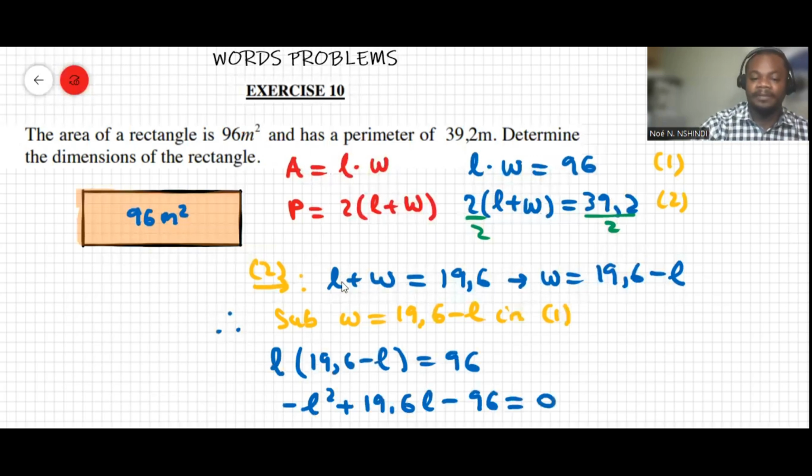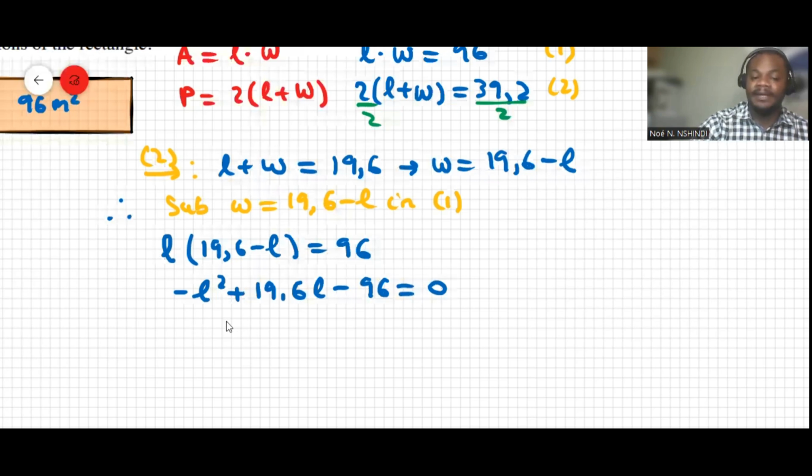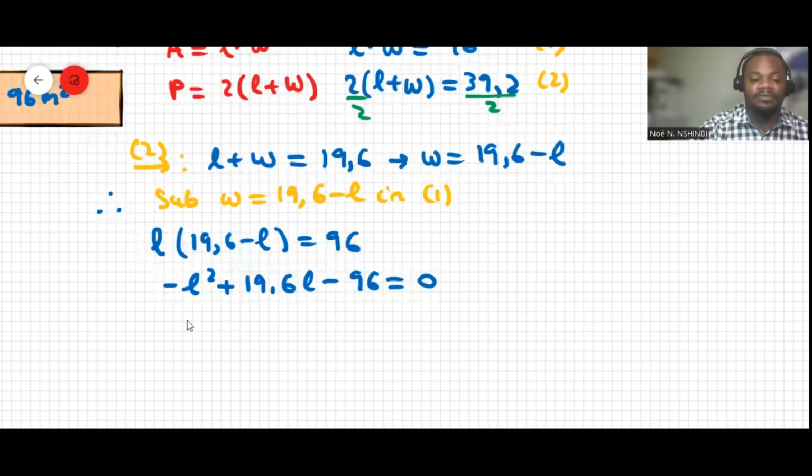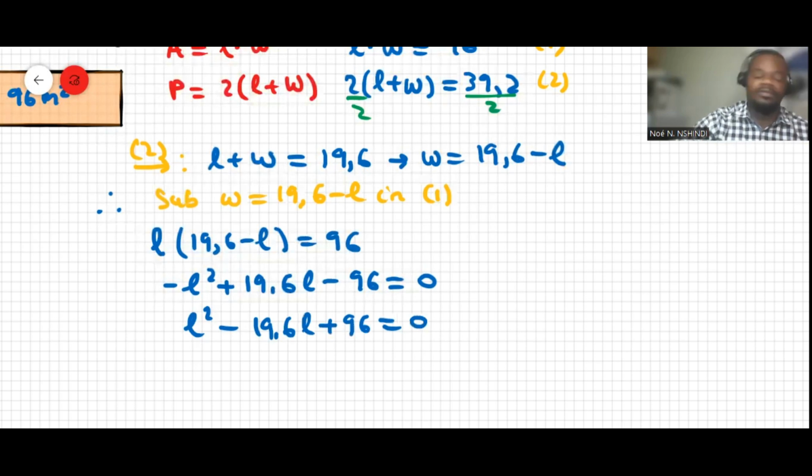Another quadratic equation here. Let me first make the equation with positive. It's gonna be L squared minus 19.6 L plus 96 equals 0. I can use the quadratic formula here. If I want to use the quadratic formula, I don't really need to do this. The quadratic formula is given by this formula.